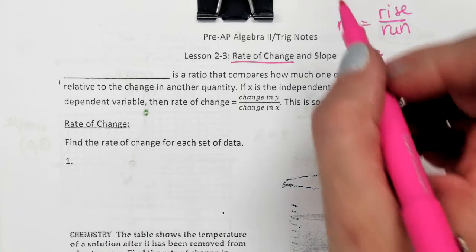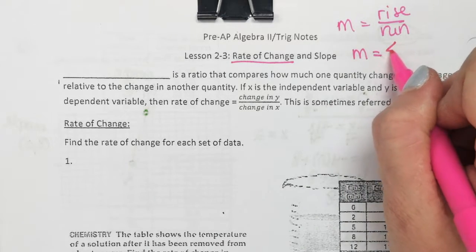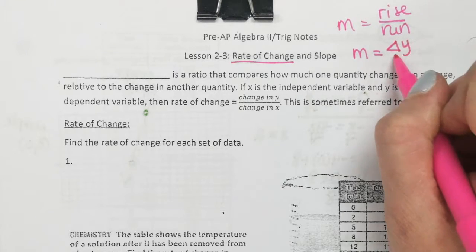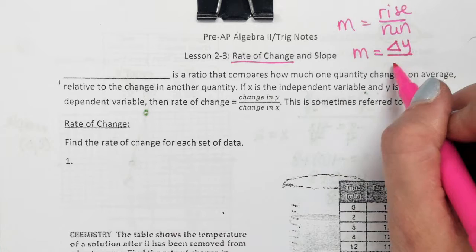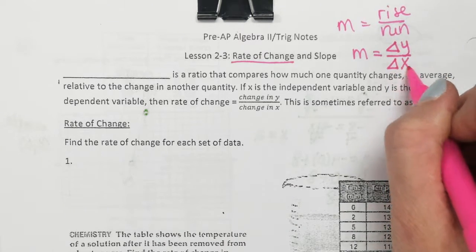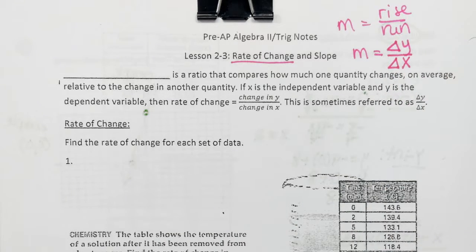Y. And so we're going to call it delta Y, which means change in Y. And if you run, what letter is that? So we're going to call that delta X. So change in Y over change in X. That's the new way we're going to say it, okay?